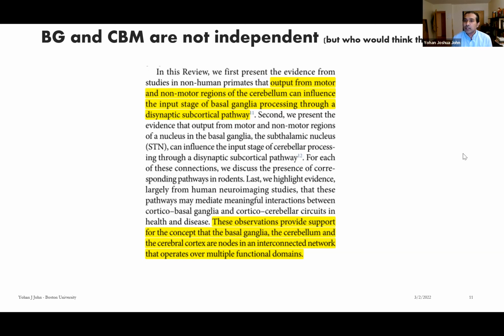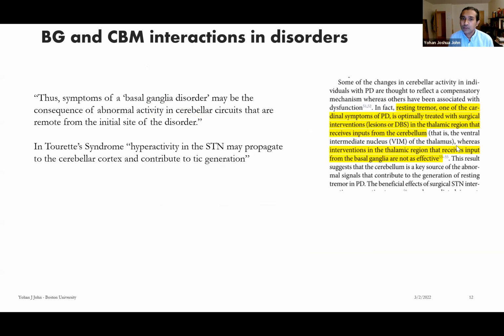Yeah, they're talking about these two pathways going one direction to the other, and they say it's an interconnected network. But that's sort of obvious. This is the sort of thing they go through once they review what's basically in that diagram: that things we typically associate with basal ganglia disorders also seem to implicate the cerebellum. So in the case of Tourette's, hyperactivity in STN may propagate to the cerebellar cortex and contribute to tic generation. This was interesting.